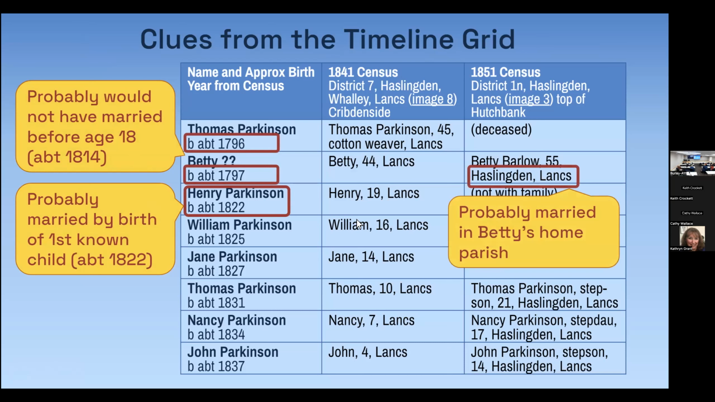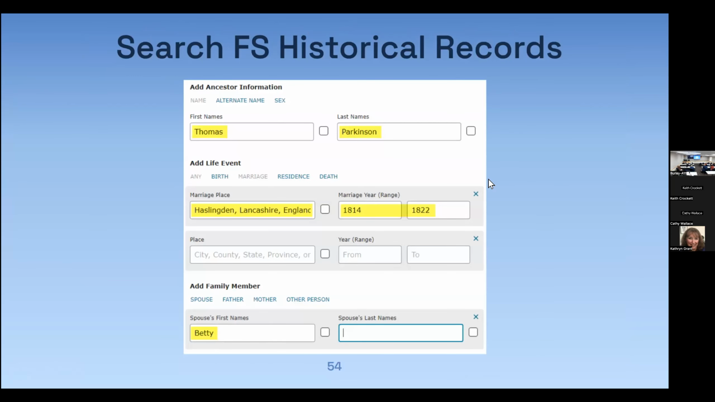This is just the custom in England at this time. Women were usually married in their home parish. So probably we're looking for a marriage in Haslingden. So I click to go to historical records and I bring up the search form, and I put in that I'm looking for a Thomas Mark Parkinson who marries in Haslingden in this time frame, and he marries somebody named Betty.